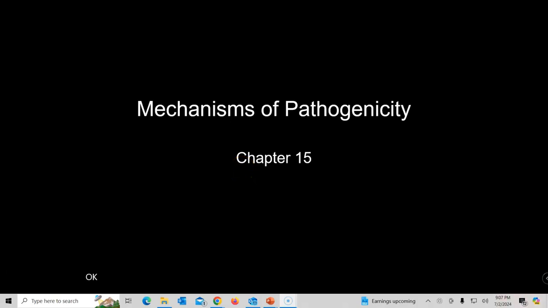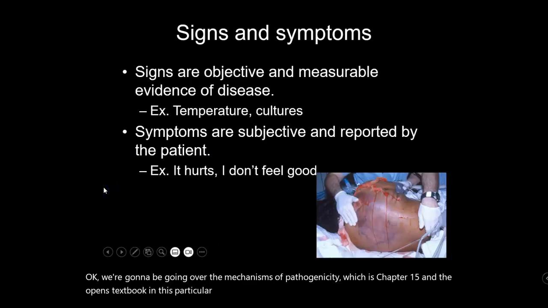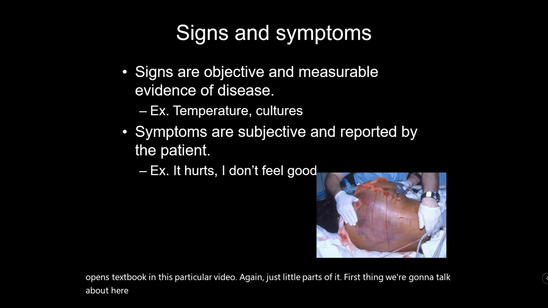Okay, we're going to be going over the mechanisms of pathogenicity, which is chapter 15 in the OpenStax book in this particular video. Again, just little parts of it. First thing we're going to talk about here is signs versus symptoms.